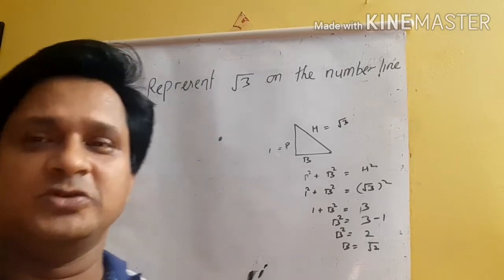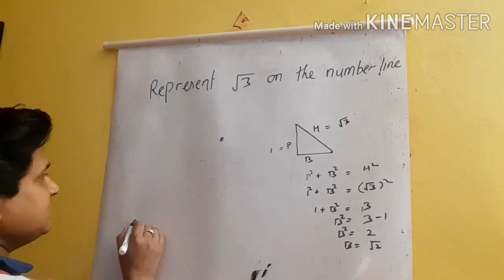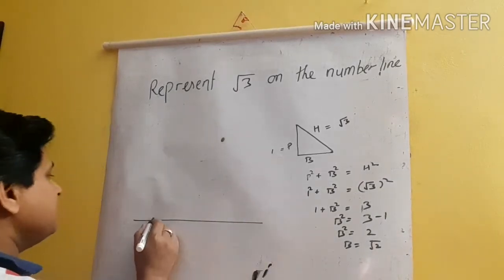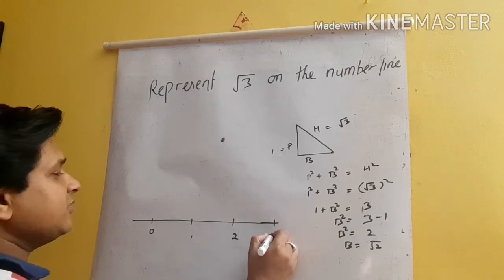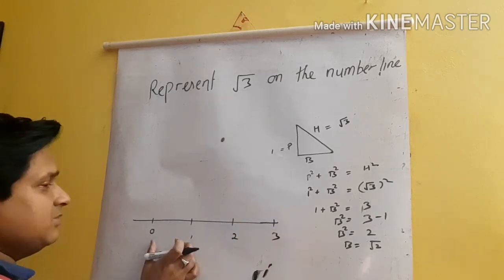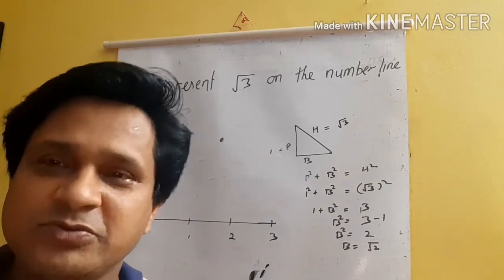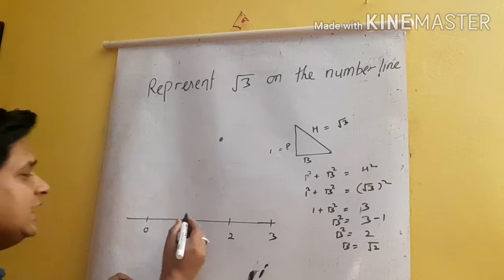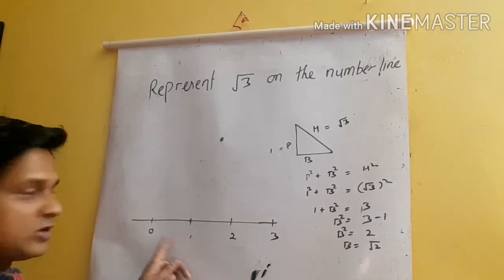Now let us see how we will do it. First we will represent root 2. So what is the process? First we will draw a line. We will mark 0, 1 and 2 at equal distance. This will be taken as 1 unit. Now in the case of root 2, you remember the base was at 1 unit. So I'll take this point, which is 1 unit from the initial point.